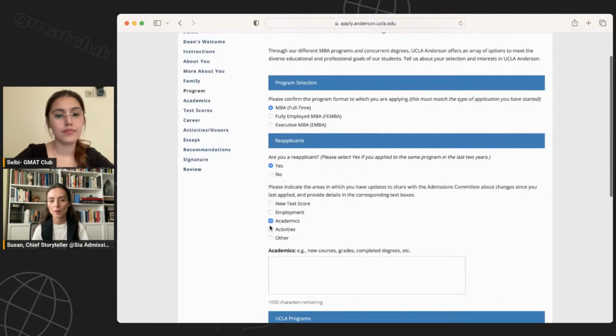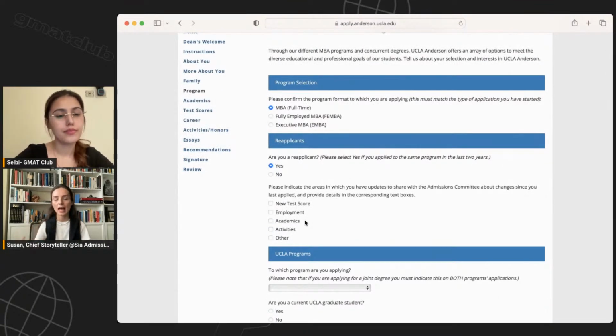You have essentially these boxes that allow you to add a little bit more color as to what happened or how you have improved your candidacy since you applied. What's important to remember is that you are a reapplicant only if you have applied in the last 2 years, so 2 application cycles. If you've applied earlier than that, then you are a new applicant. If there's no significant change, is that also doable? Can you still apply?